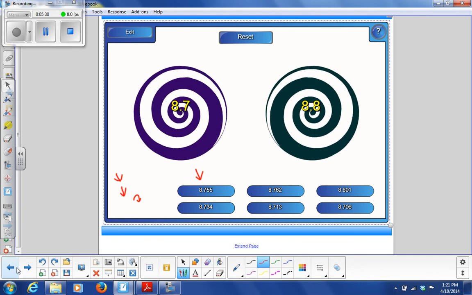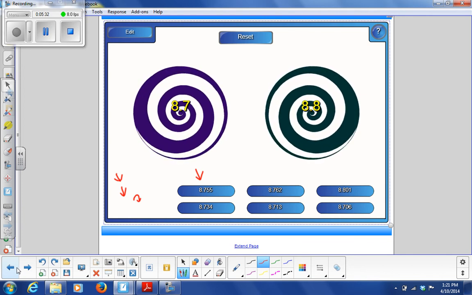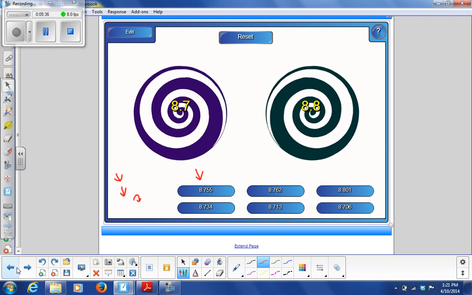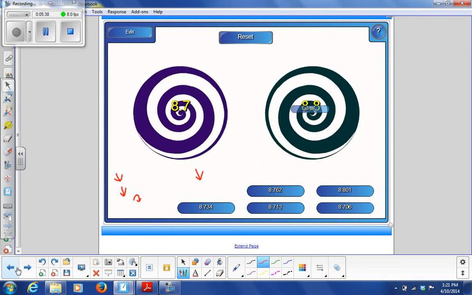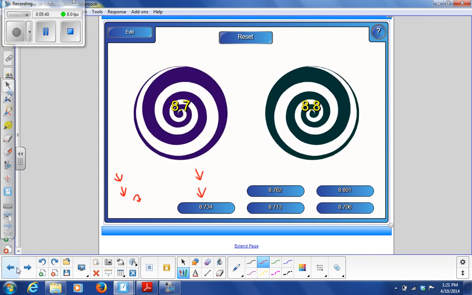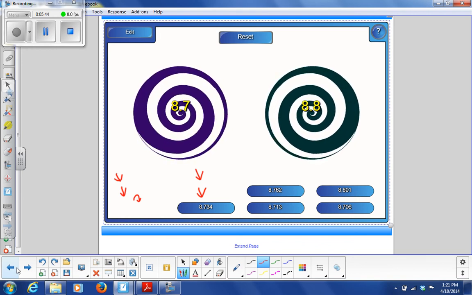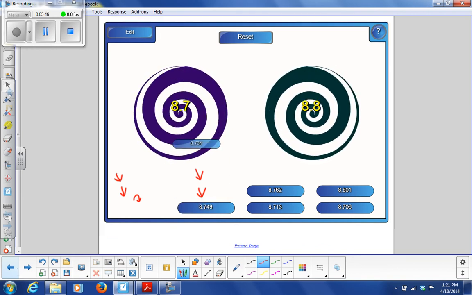8.755. I'm going to look next door. I remember if it's 5, I've got to add 1. Okay, so it'll be 8.8. Okay, 8.734. 3 is less than 5, so I'm not going to do anything to that 7, so it's going to stay 8.7.